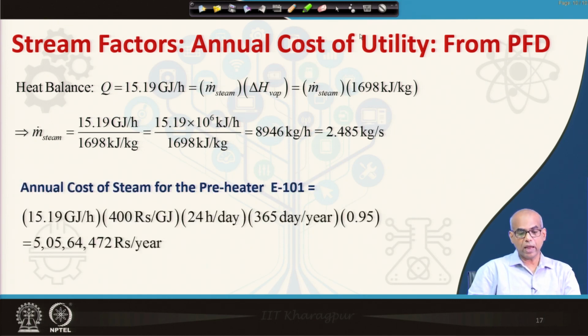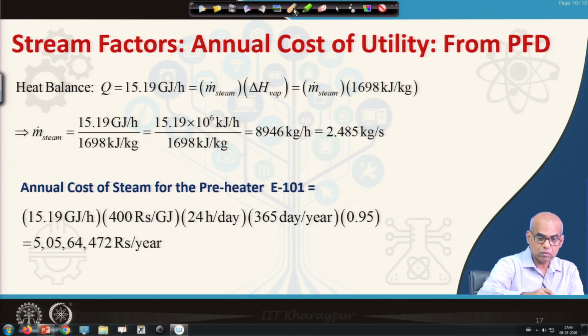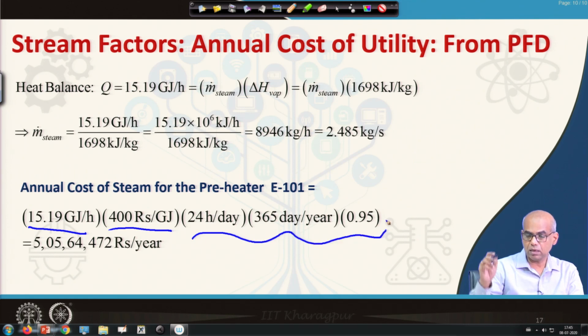Now, to calculate the annual cost of steam for the preheater E101, you can again find out using the stream factor. So, you know the heat duty is 15.19 gigajoule per hour, and you know the cost of the high pressure steam as rupees 400 per gigajoule. Then you multiply 15.19 with 400 and with the actual operating number of hours. So, that gives you 5 crore 5,64,472 rupees per year.